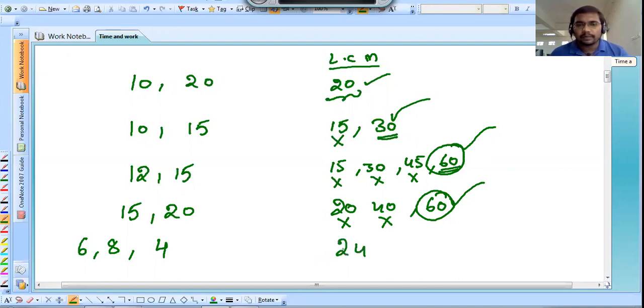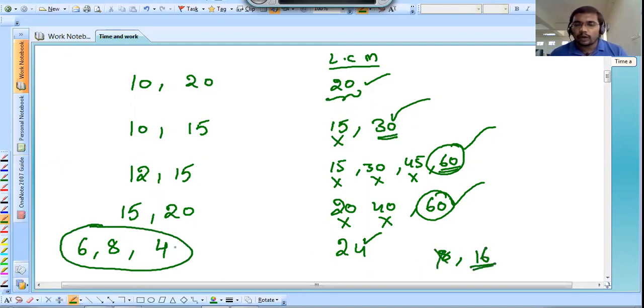That is enough. I'll tell you here what is the reason. So 24 is your answer. 8, is it divided by all the numbers? No, it is not. Next value is what? 16. Is it divided by 6, 8, 4, all? No. Then you have to go for the next multiple of 8, that is 24. 24 is divided by all the numbers? Yes, it is. Then your LCM is equal to 24.